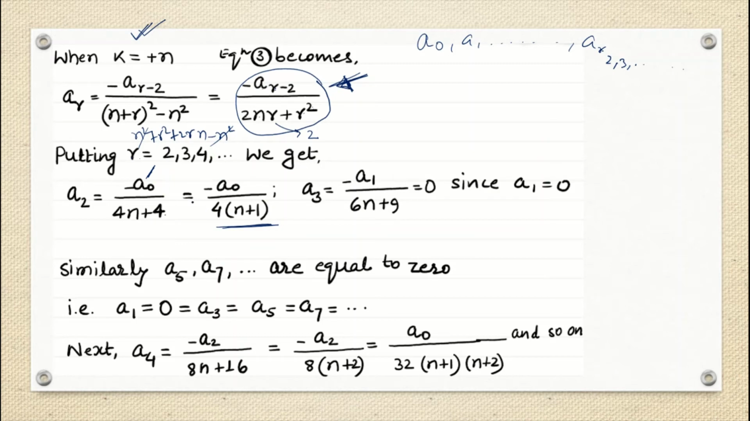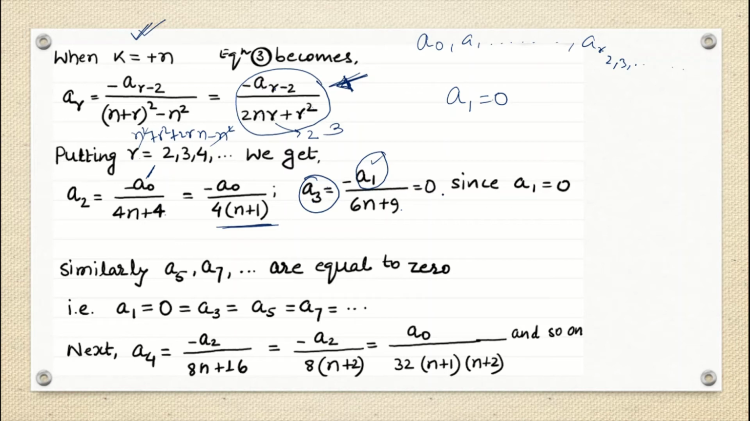Now what will be my a3? For a3 you put r value 3. If r is 3, then minus a1, because 3 minus 2 is 1. In the denominator, r is now 3, so 3 twos are 6, 6n plus 3 into 3, 9. So 6n plus 9, and we are saying that this is 0. Why have we put a3 as 0? Because what is the value of a1? We had made a1 as 0. Since a1 was 0, my a3 is also 0.